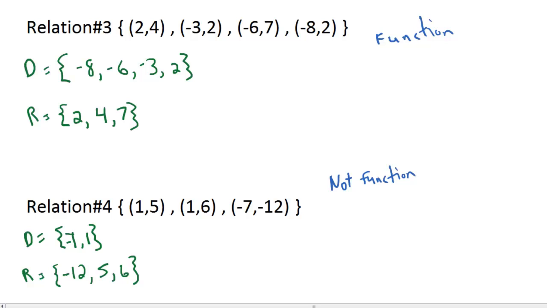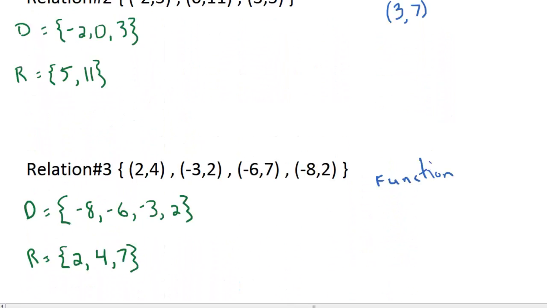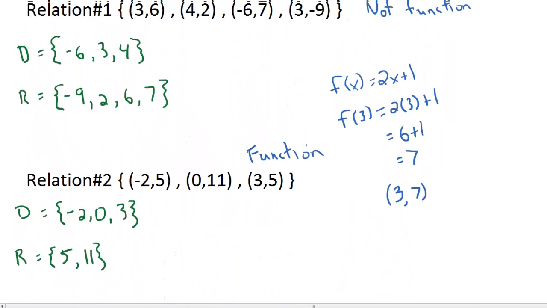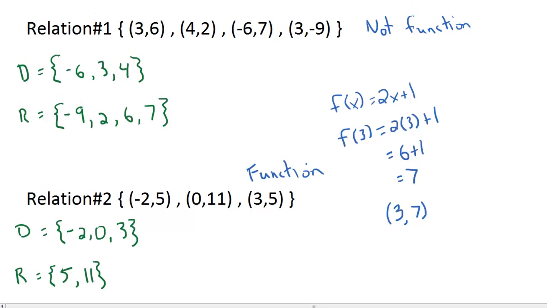So that's that. Just a quick review. If you're checking a relation, a list of ordered pairs, just figure out whether or not the x values repeat themselves. If they do repeat themselves, they're not a function. If they don't repeat themselves, chances are they are a function.